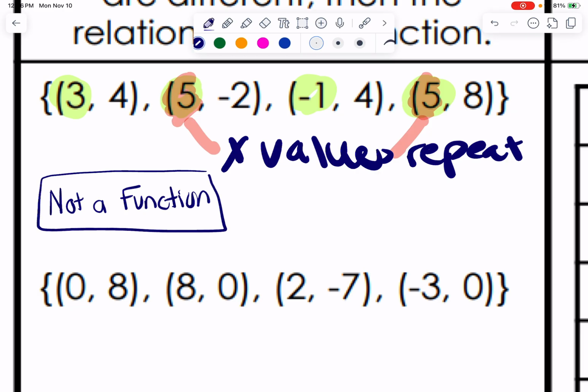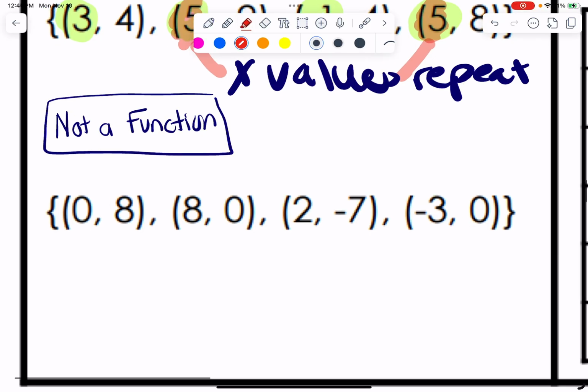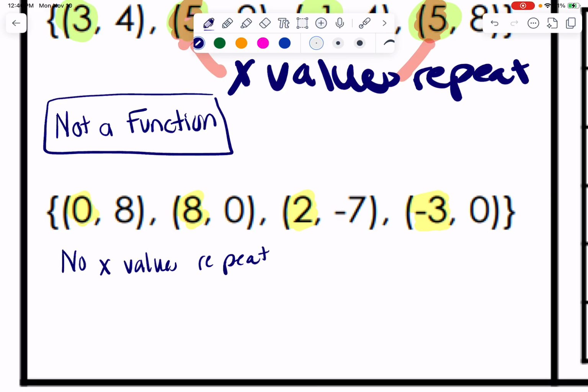Okay, so if the x values repeat, it's not a function. So let's look at the next one. And again, all I'm worried about is the x values. So 0, 8, 2, and -3. Do any of those x values repeat? No. Hold on a second, let me make that smaller. No x values repeat. Therefore, this is a function.